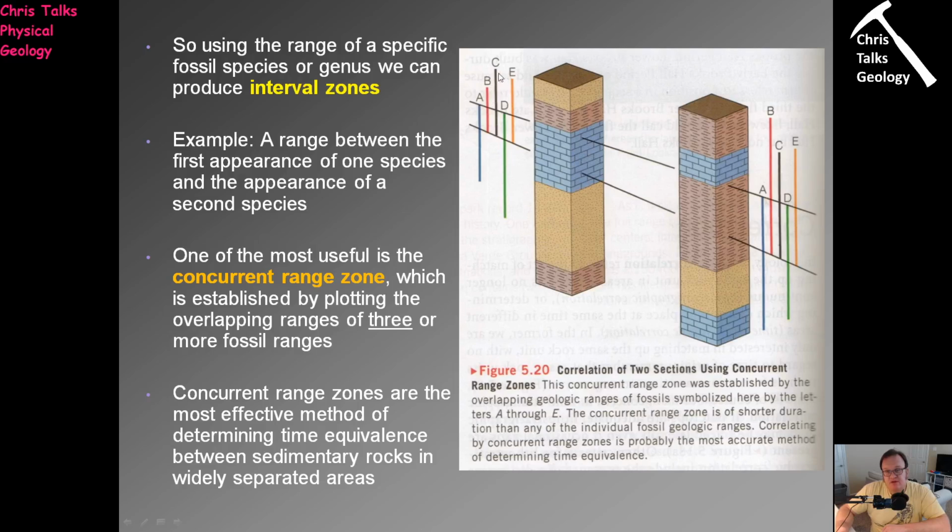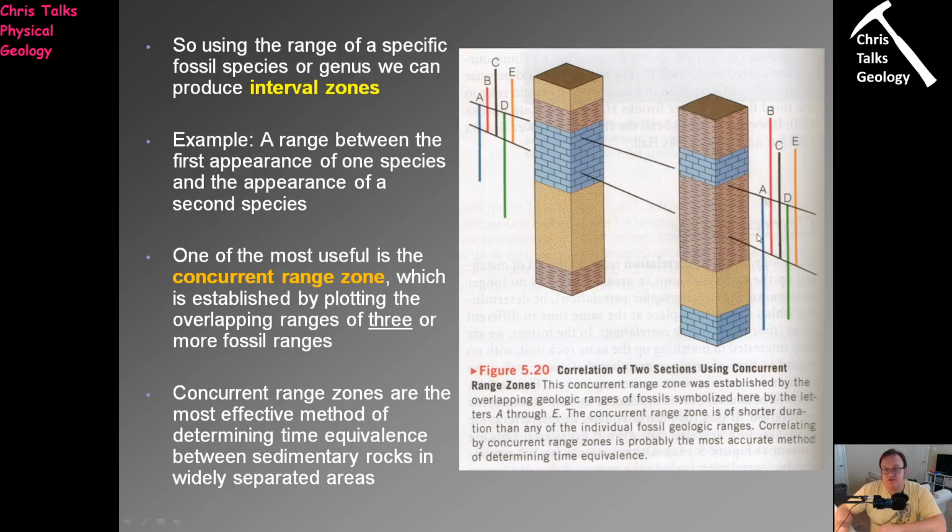If I move up above it, fossils A and D disappear. So there's only a very, very limited period of Earth history when fossils A, B, C, D, and E could possibly have coexisted. So I've produced a very, very tight range in geologic time.